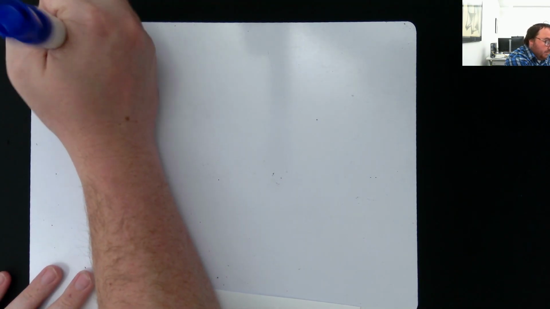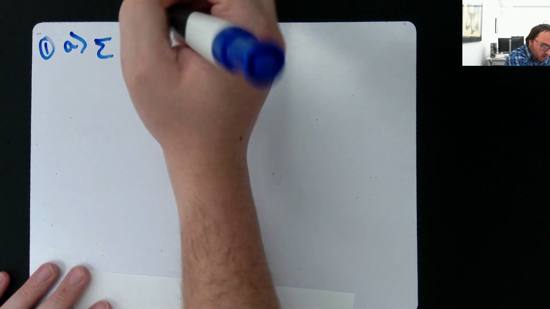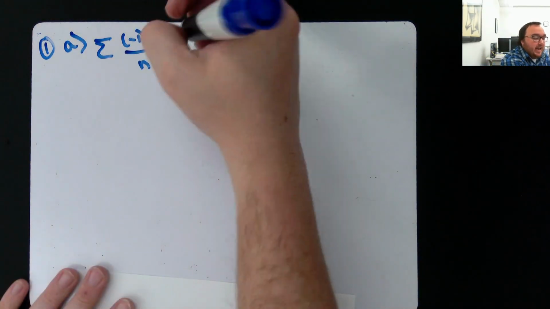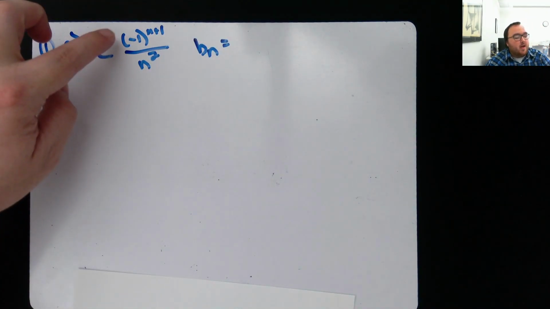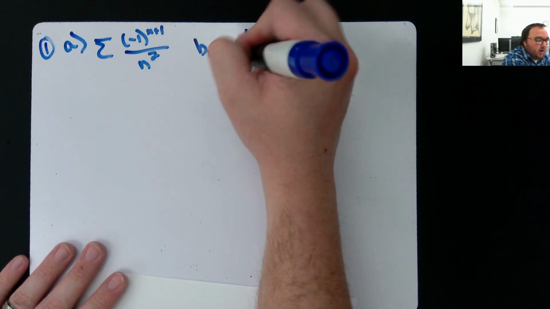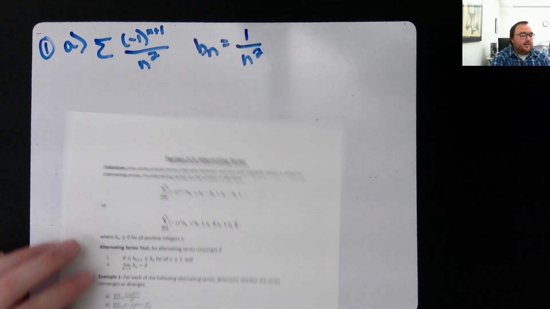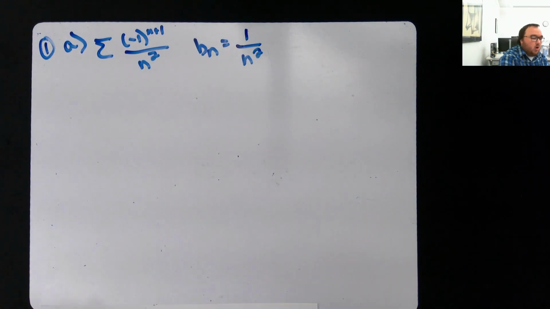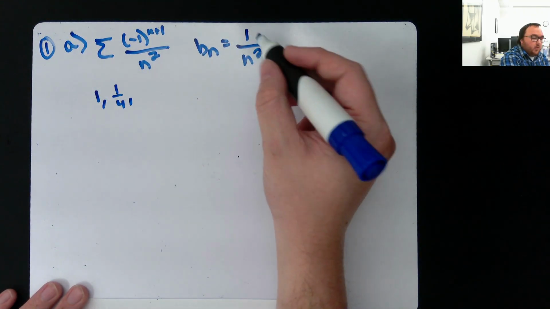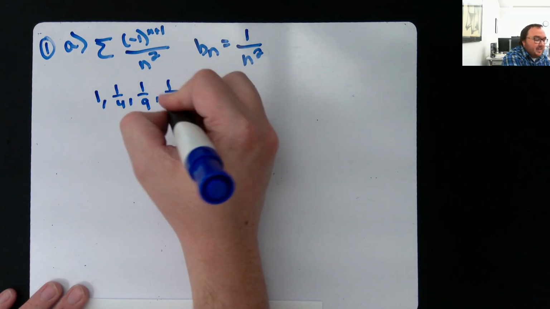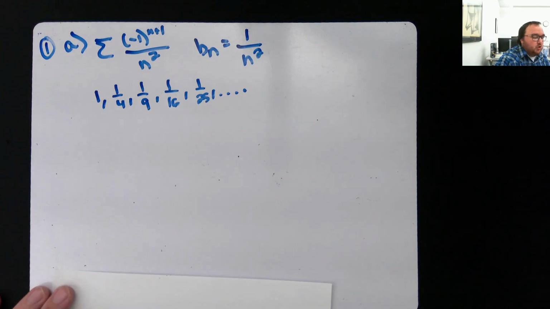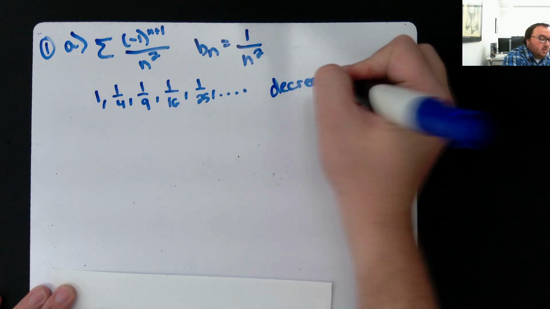So example 1a, sum of negative 1 to the n plus 1 over n squared. So again, I'm looking at the b_n, and b_n is everything without the negative 1. So on top, I would just have 1 over n squared. So I'm looking at that. First thing I want to test is that it is decreasing. If I plug in a 1, 1 over 1 squared is 1. Plug in a 2, 1 over 2 squared is 1/4. Plug in a 3, 1 over 3 squared is 1/9. Then I'd have 1/16, 1/25, on and on. This is clearly getting smaller. So that's good. My first rule is good. I'm decreasing, which is good.